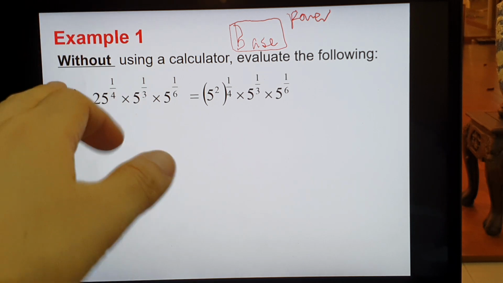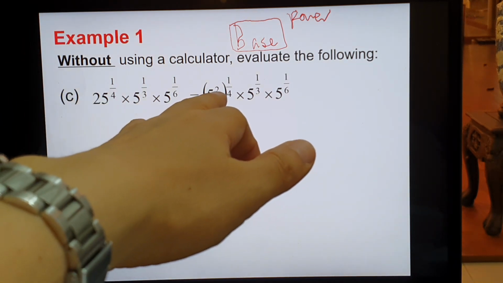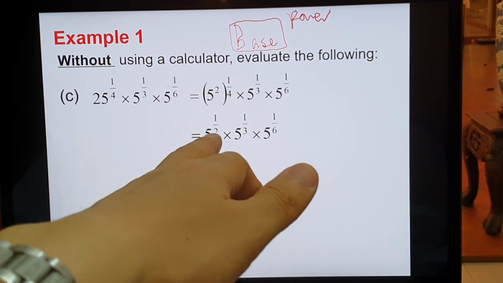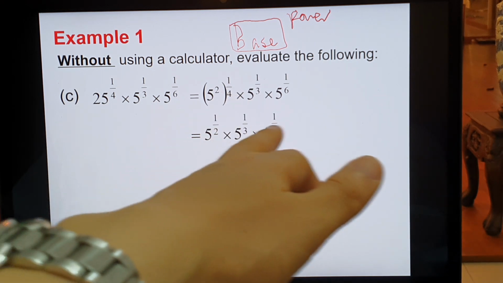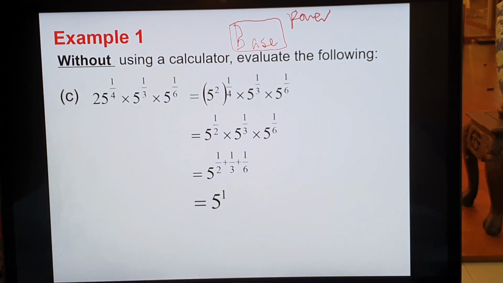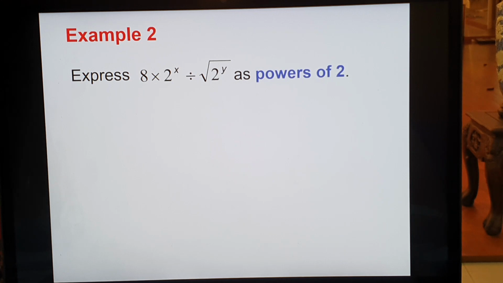So I'm going to convert 25 to base 5, and then 2 times a quarter. So 2 times 1 quarter is half. Then now you add up all the powers and you'll get this answer, which is 5. That's it. Next one, how about this?